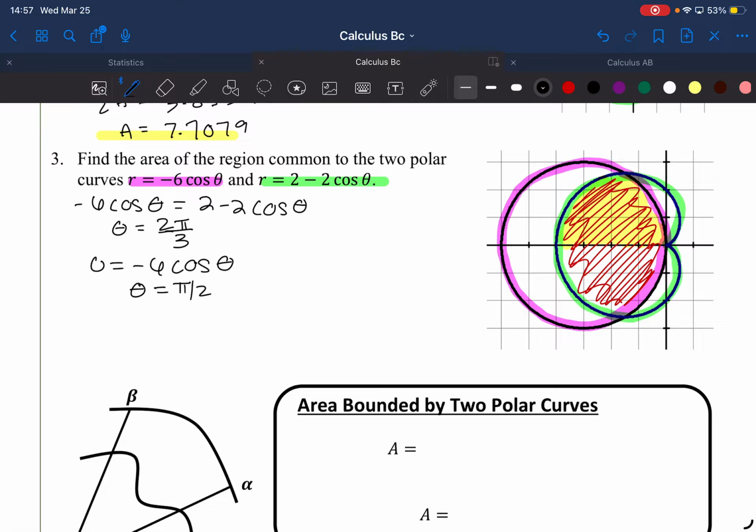So if we're looking at this, again, only that yellow shaded region, we have the 2 pi thirds where they intersect, so that's right here. Okay, we have the pi halves or negative pi halves, so that would be where, did I put it on?